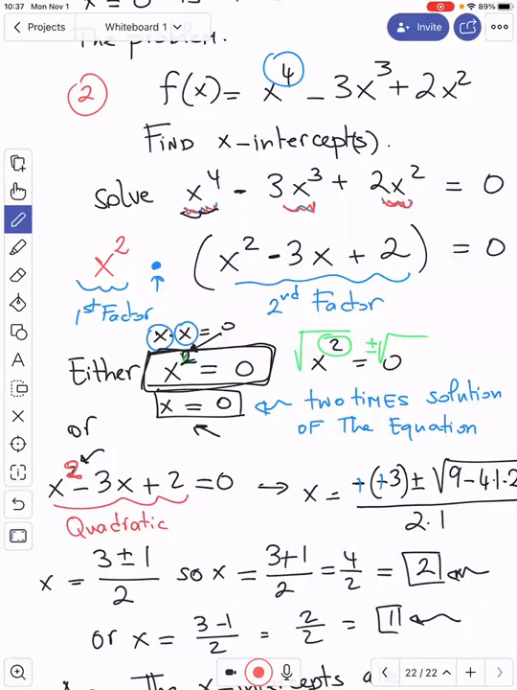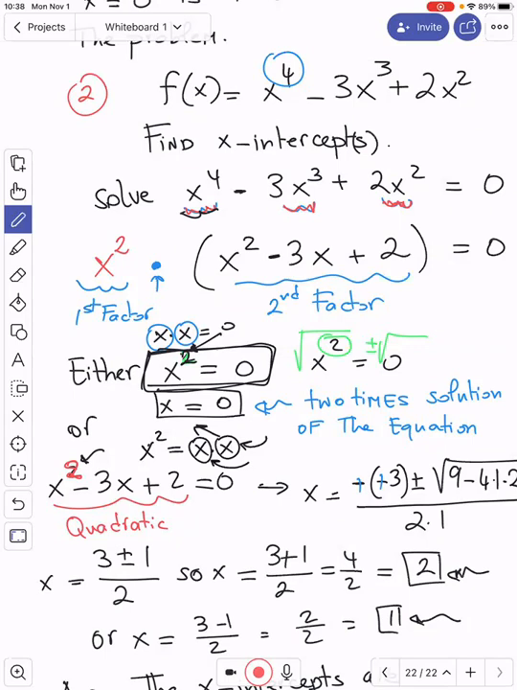Okay, but this x equal to 0 counts for two solutions, because x squared is like x times x. So because it's x times x, x equal to 0 is actually a 2 times solution. It's not just 1 time, it's 2 times. You have this x supposed to be equal to 0, and this x is also supposed to be equal to 0. So it's a 2 times solution because the power is 2. The power of your solution is 2.